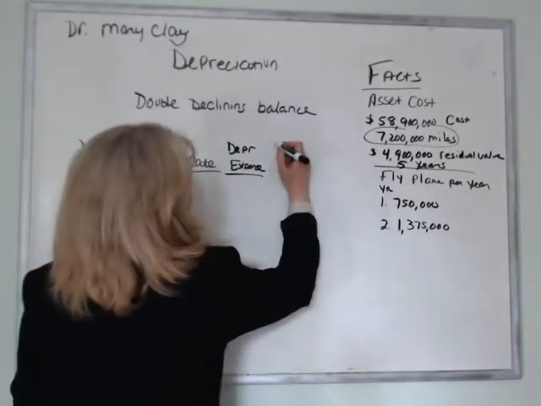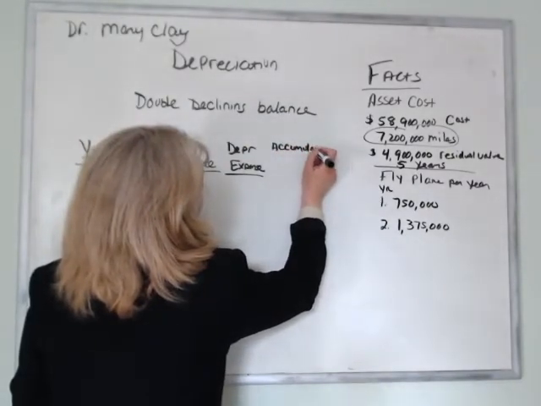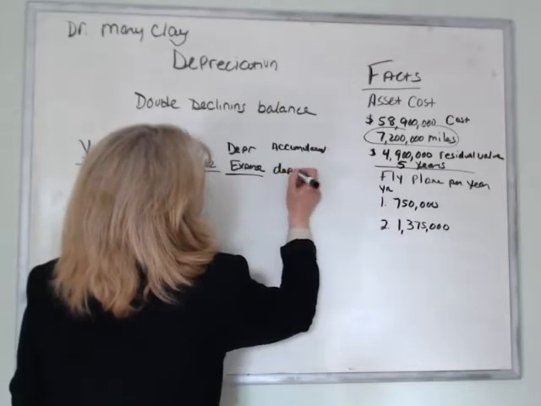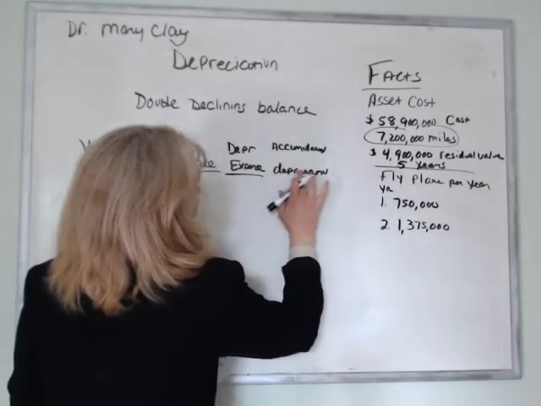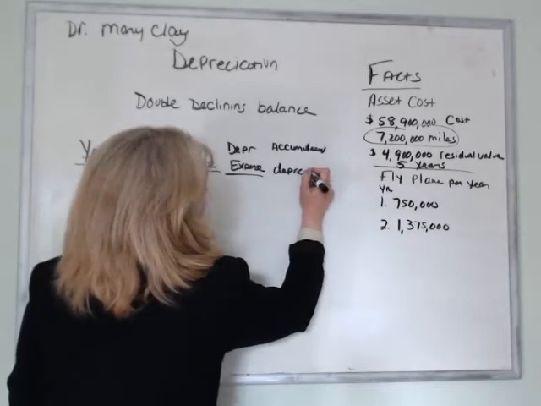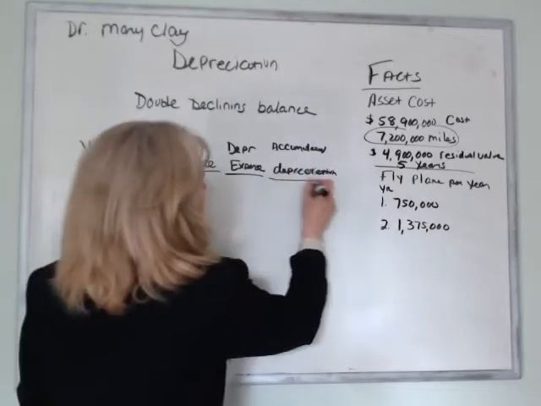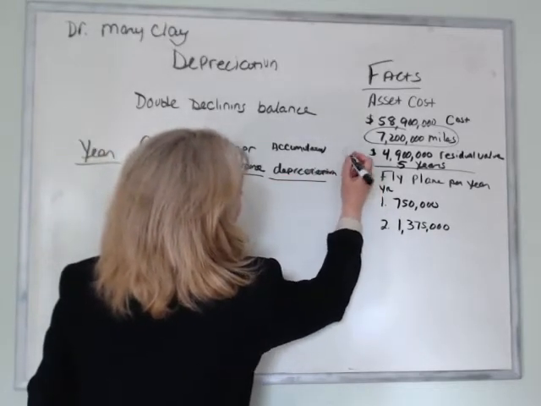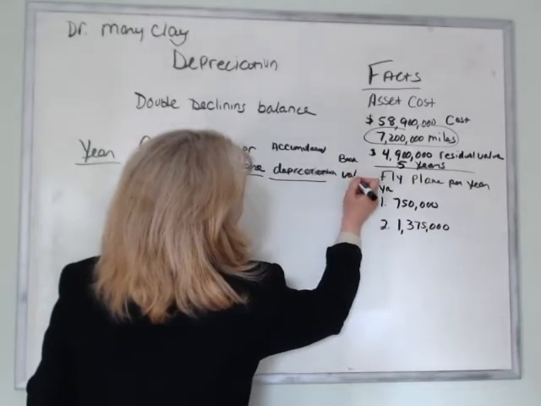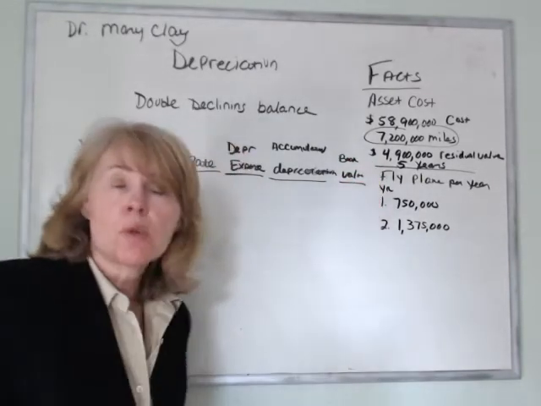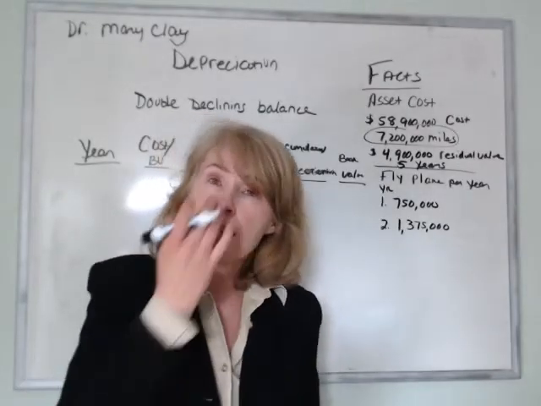Next column is accumulated depreciation. Can't spell. It's a long one, okay? And then your last column is book value. All right, we're going to go over how to do each of these. This will be your most difficult one. I promise you it's not bad once you start understanding.